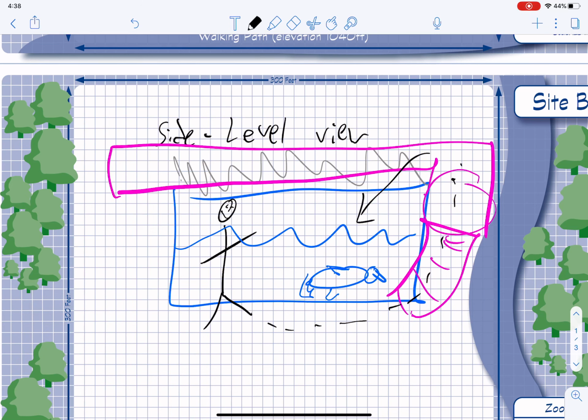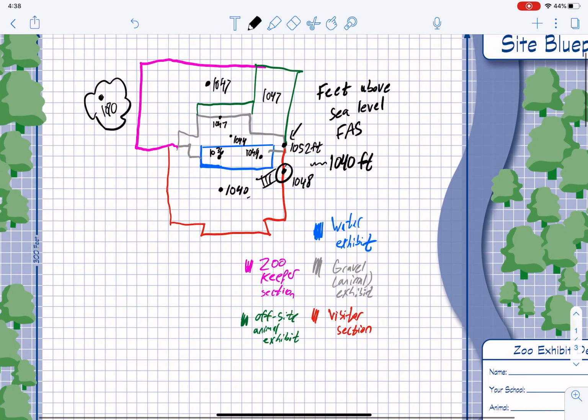So that's pretty much it. Your scale drawing needs to have two things: the side level view and the bird's eye view, with feet above sea level for each section of the exhibit.